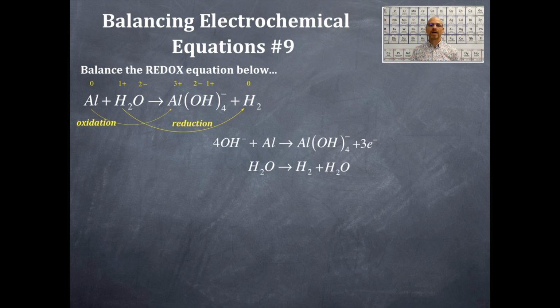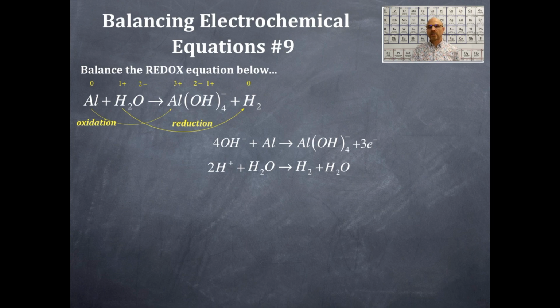How many hydrogens do I have on the reactant side? 2. How many hydrogens do I have on the product side? 2 plus 2, that's a total of 4. There's an additional 2 hydrogens on the product side compared to the reactant side. So I'm going to add 2 hydrogen ions to the reactant side. Okay, all right, now that we've done that.